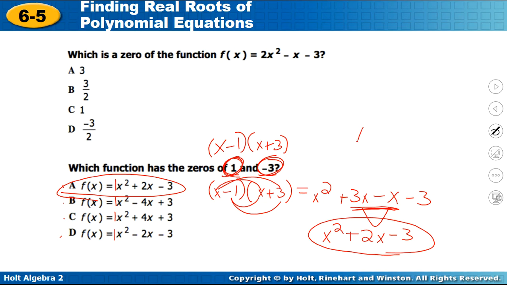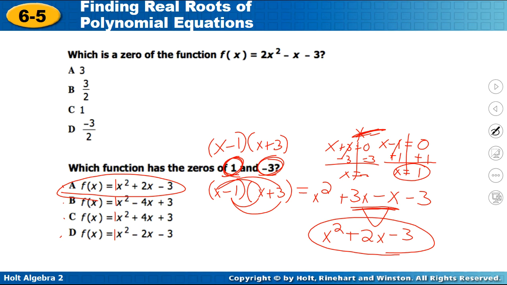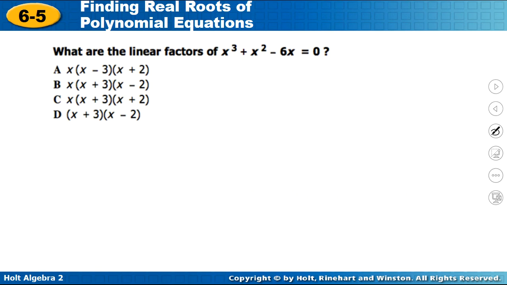Because remember, if you were to take those and set them equal to 0, this is how you would get x equal to 1, and this is how you would get x equal to negative 3. Okay? So it's opposites of those signs, x minus 1 and x plus 3, but multiplying those together, that would be my answer. So it's kind of a tricky way of getting it, but nonetheless.